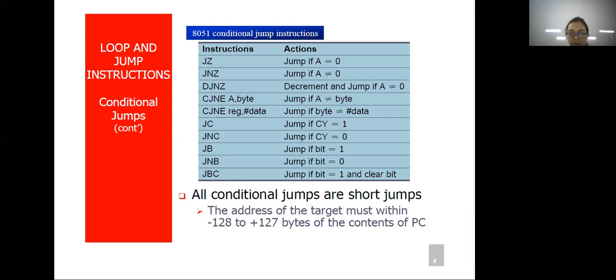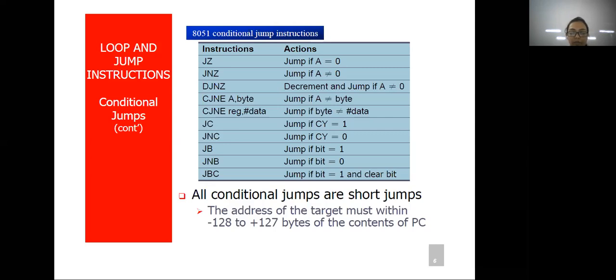Whatever data is given to you in this instruction, if the accumulator is not equal to that data, then you have to jump. CJNE register, #data: jump if the byte is not equal to the data given. JC means jump if carry flag is set. JNC means jump if carry flag is reset.